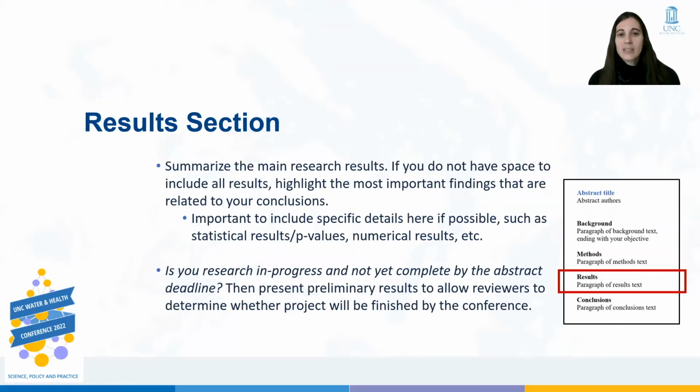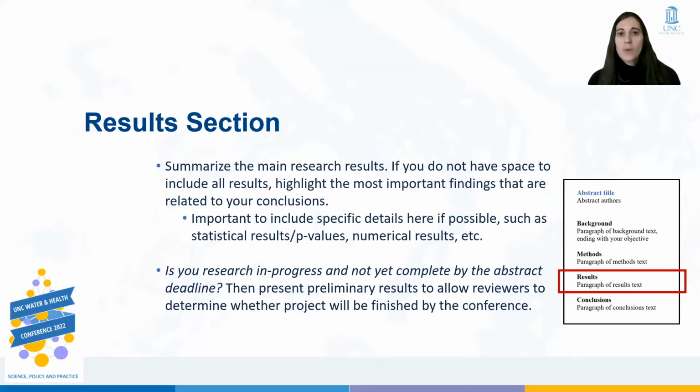The next section should be your results section, where you summarize the main research results. If you do not have space to include all your results, that's okay. You can use the abstract to highlight the most important findings that are related to your conclusions. It's also important to include specific details here if possible, such as statistical results or p-values and numerical results, because it helps reviewers evaluate the specific research that you've done and what you will be presenting at the conference.